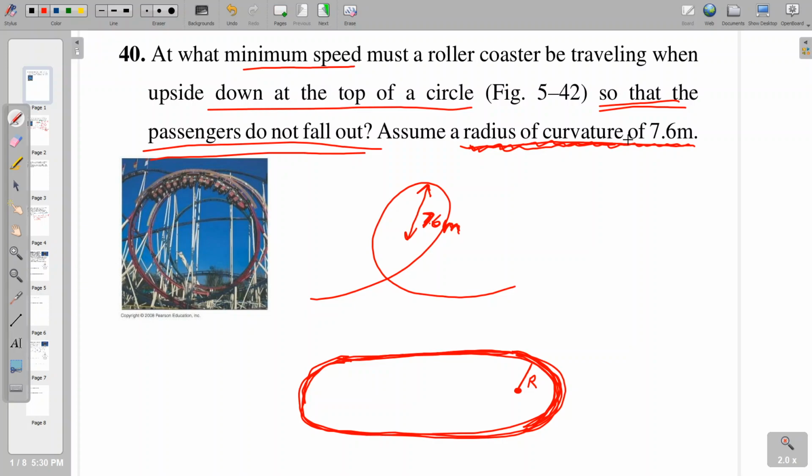Now, it's asking for the minimum speed that a roller coaster must be traveling when upside down at the top of a circle. So I want you to pause the video, draw a free body diagram, and then think a little bit about how you might go about solving this. If you don't know right away how to do it though, then don't spend a ton of time on it. You can come back in a minute and I will solve it.